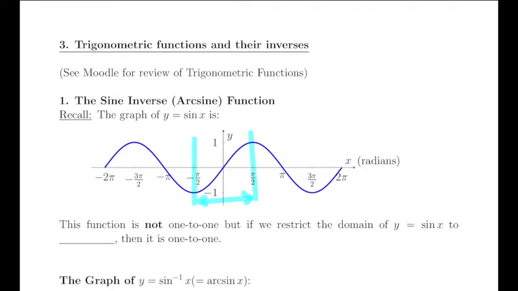If I draw a horizontal line wherever within this domain, no matter where I draw this, my horizontal line will cross the curve at most once. So that's what we're going to do. We're going to restrict our domain to be from minus pi over 2 to pi over 2. And because I'm including the endpoints minus pi over 2 and pi over 2, I have these square brackets. So now we have a one-to-one function, and we're going to find the inverse function just within that domain.